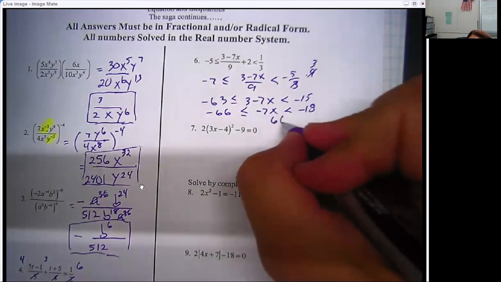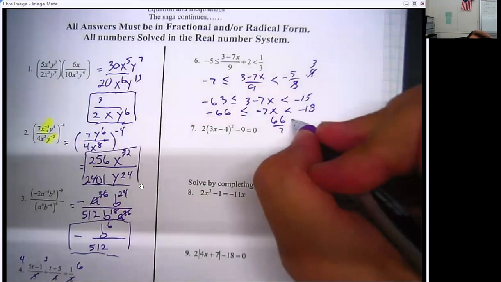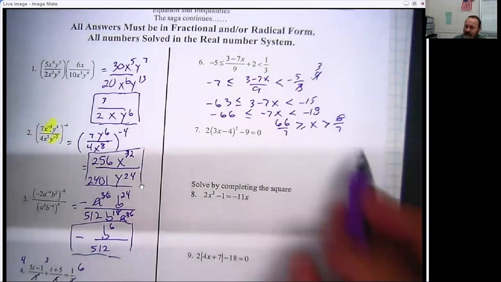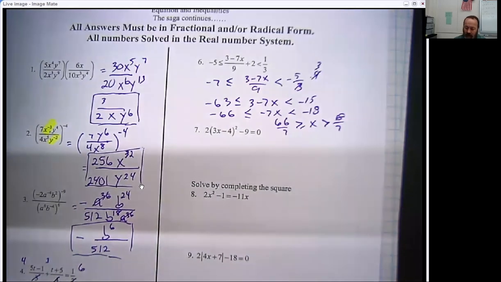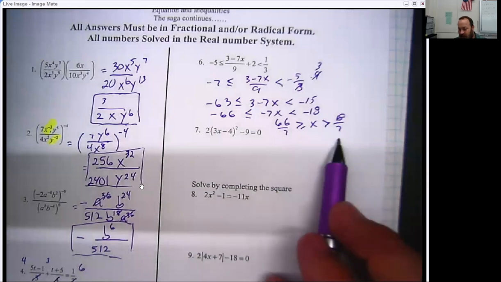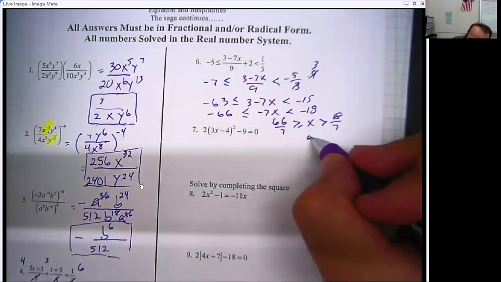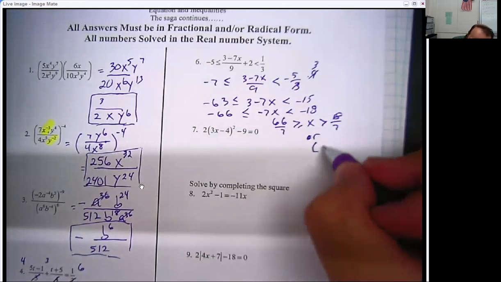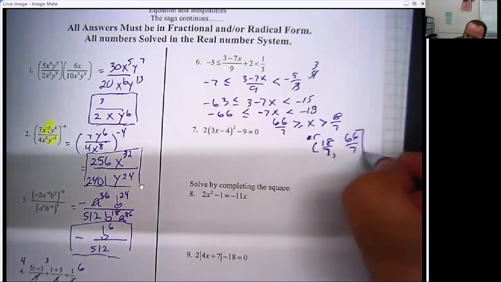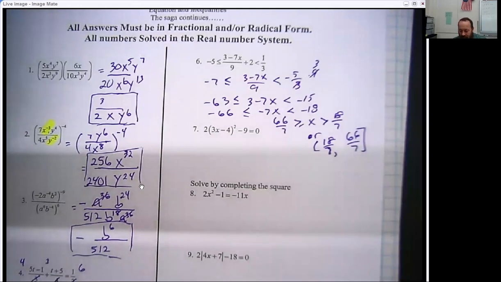So I'm going to have 66/7 and 18/7 for x. That feels a little bit awkward to write it that way because we usually write it from left to right, and this one is actually written from right to left. So we could have written it in interval notation as 18/7, comma, 66/7, close, okay?